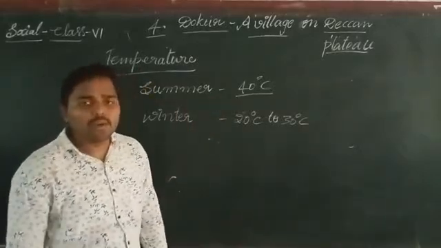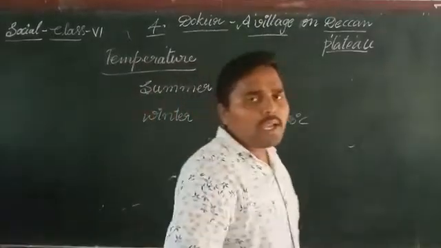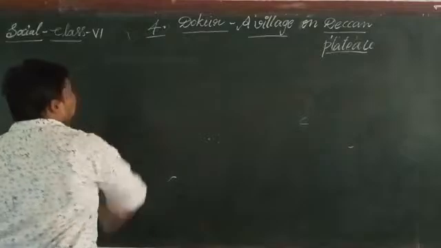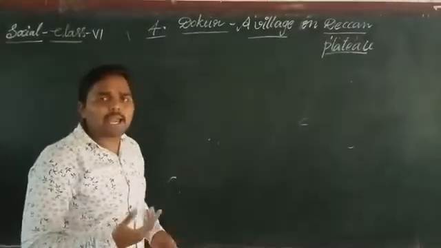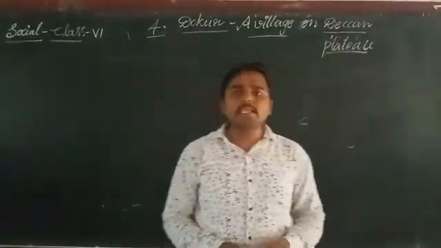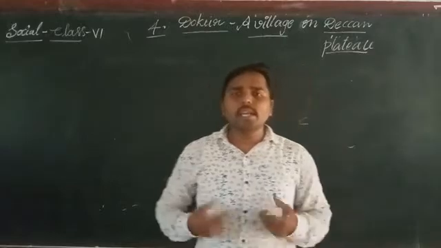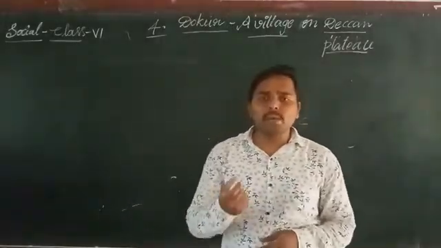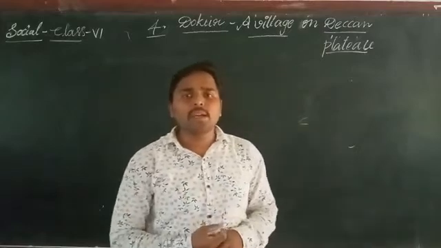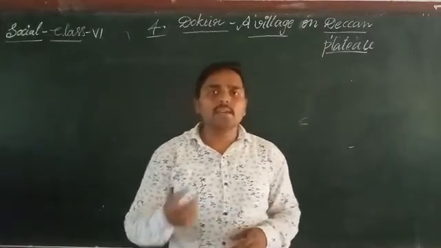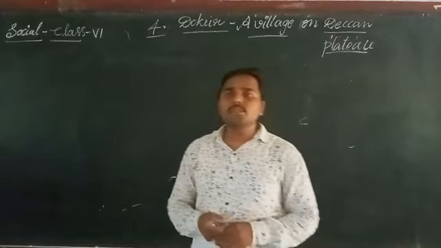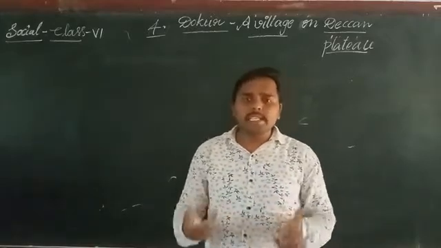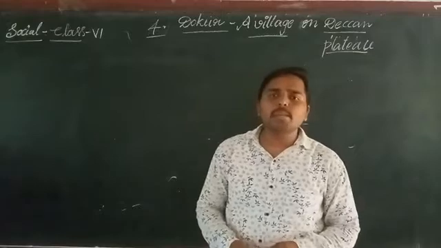Now coming to rainfall. It gets very scanty and irregular rainfall. Scanty means a very low amount of rainfall. Even during the rainy season it gets a very low amount of rainfall, and it also gets it in an irregular manner.